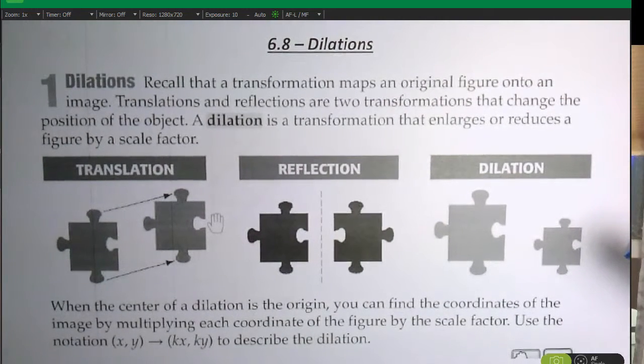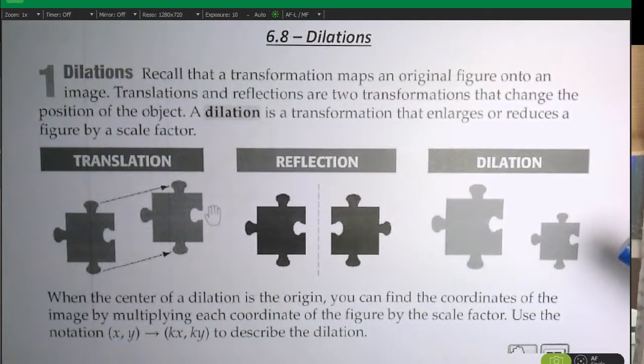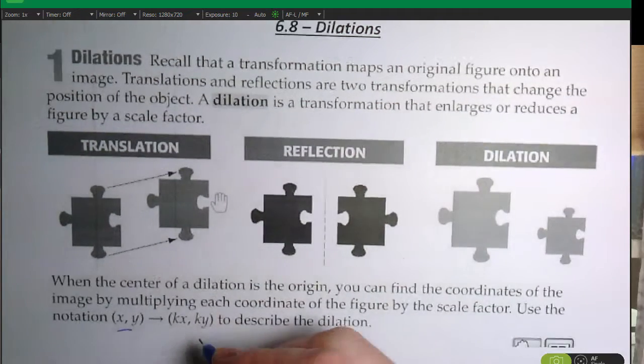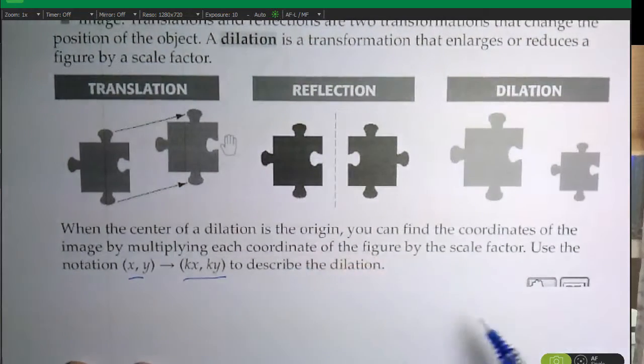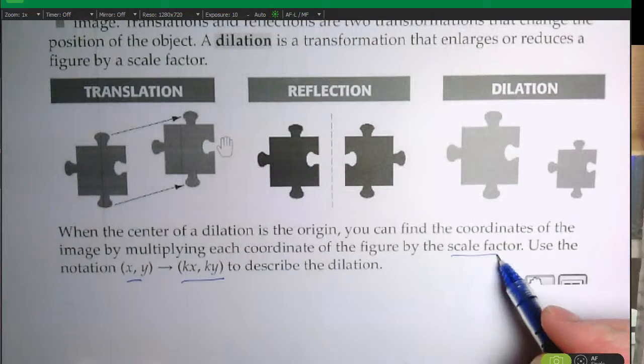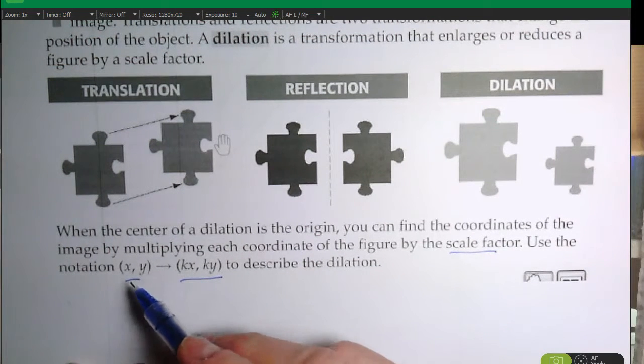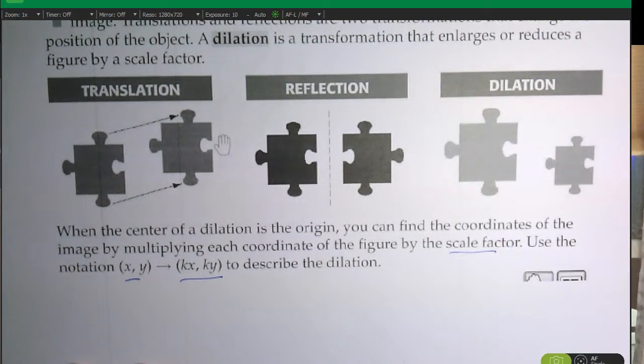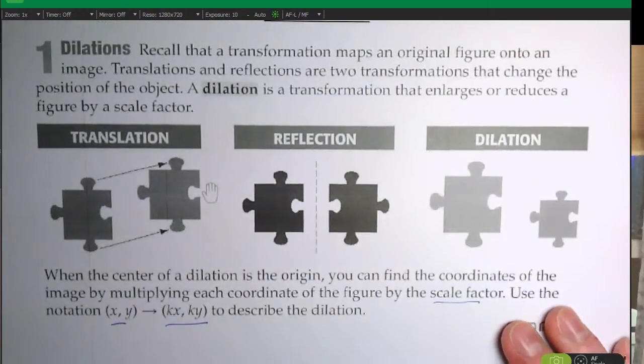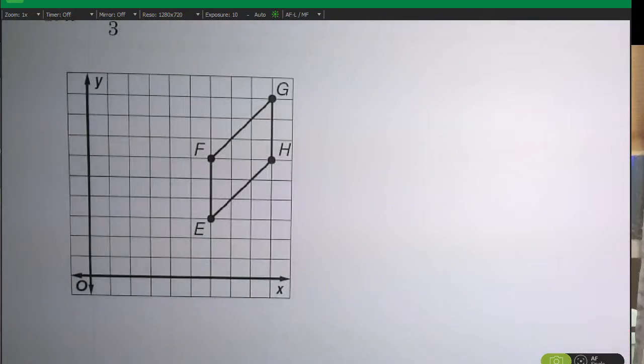We keep it pretty simple this section. We have to either find missing lengths, or using a graph, make a figure larger or smaller. The formula for that is, if you have an ordered pair, whatever your scale factor is, you multiply the x value and the y value by that number. Okay, so that's what our first example is going to be. It's from your homework. It's number 4.